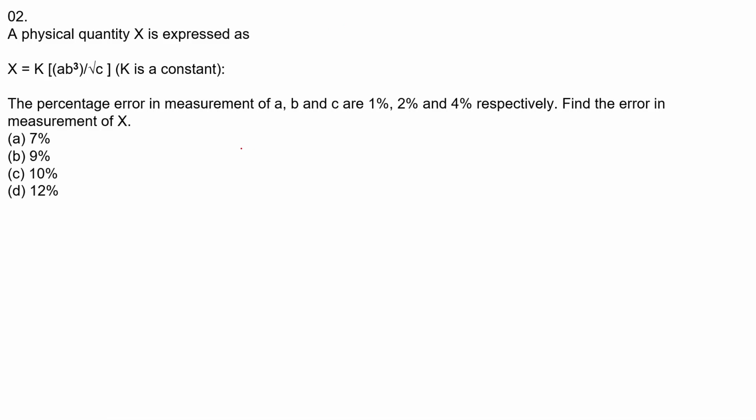So the dependence of X: K is a constant, so no error in this, and the other things are A B to the power 3 divided by square root of C. The percentage error in A is 1%, error in B is 2%, and percentage error in C is 4%. So what is the percentage error in X? This is X.